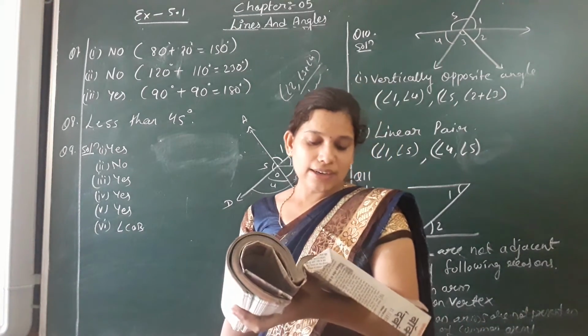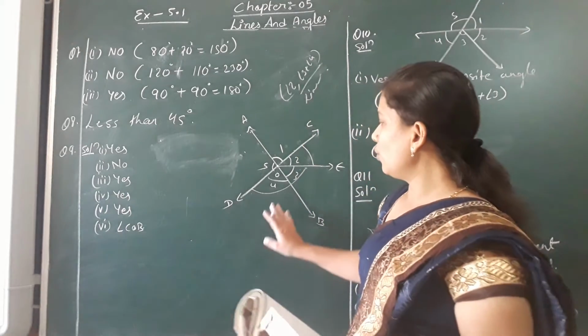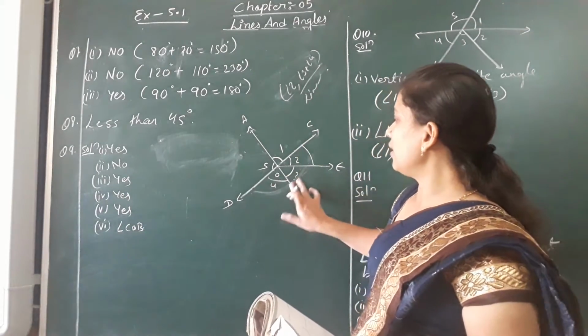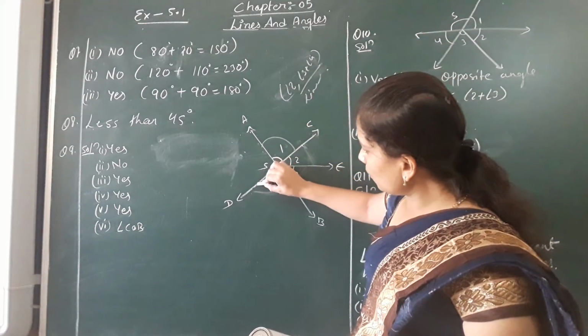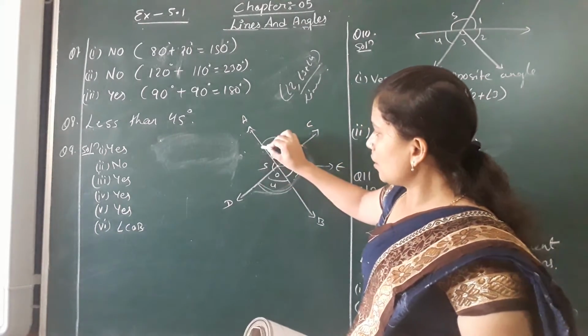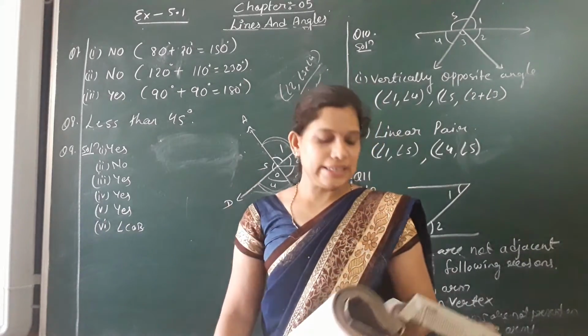Now, is angle 1 vertically opposite to angle 4? So you can see the figure whether angle 1 is vertically opposite to angle 4 or not. So this angle 1 is vertically opposite to angle 4? Yes, it is true. So that's why the answer is yes.